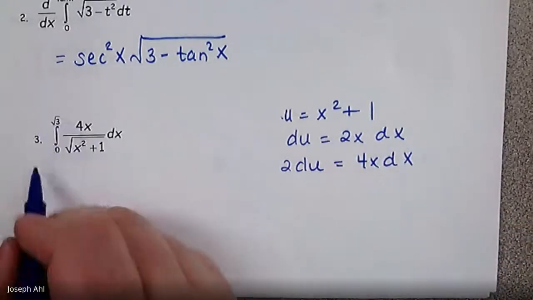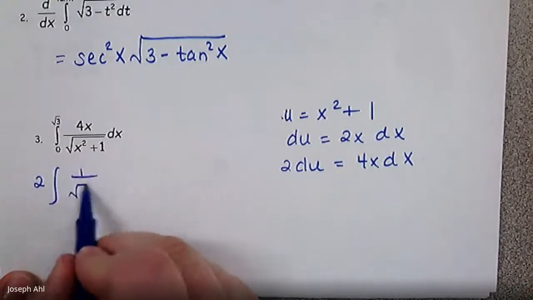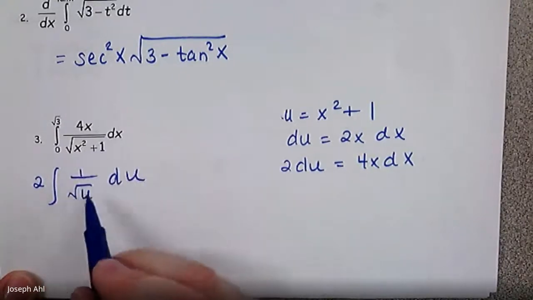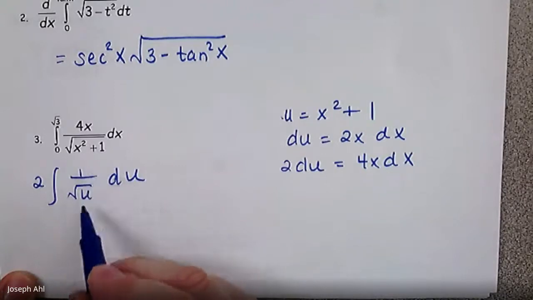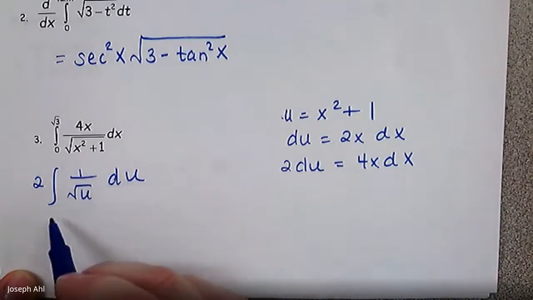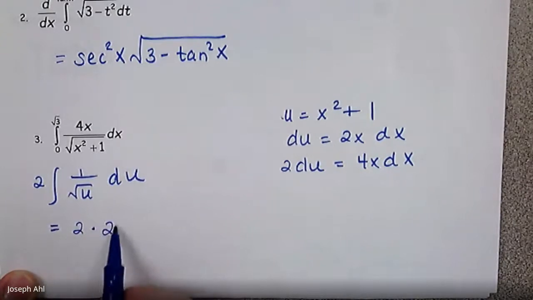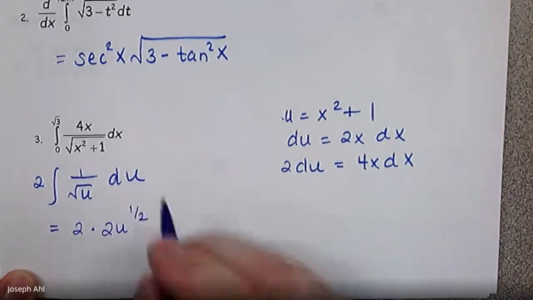Okay. So I'm going to pull that 2 on the outside and find the integral of 1 over radical u du. This is u to the negative 1/2, so up it by 1, and so that's now 1/2. And then divide out front, so that's the same as multiplying it by 2. You're going to get 2 times 2u to the 1/2.